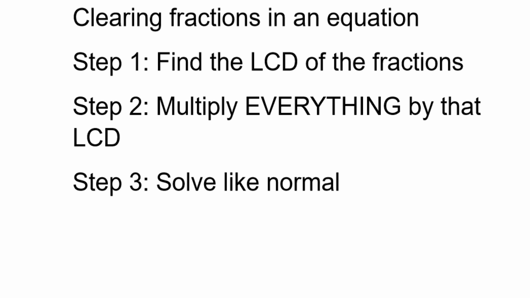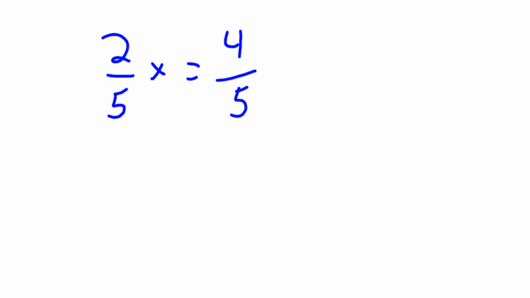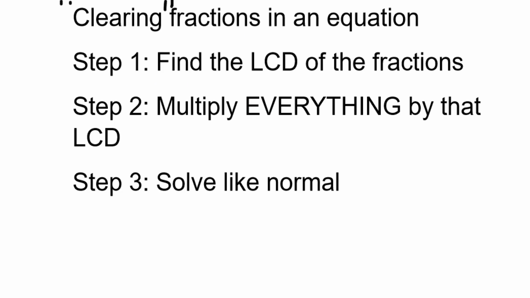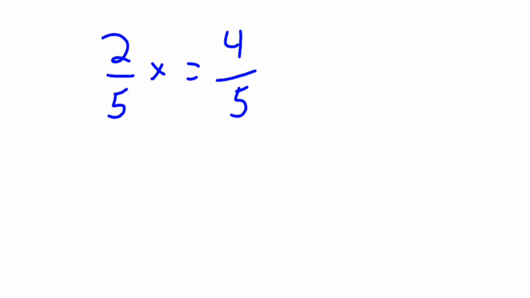So this is where we have a strategy that we can use to get rid of these fractions. Again, we don't like working with fractions, so we can "clear" them. We're basically clearing fractions in an equation. For instance, if we have 2/5 x equals 4/5.